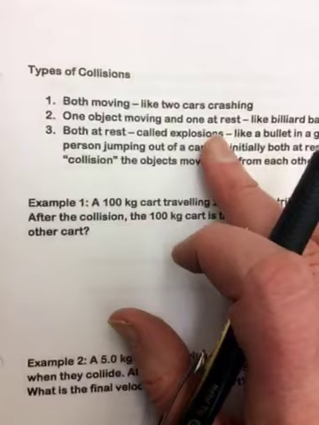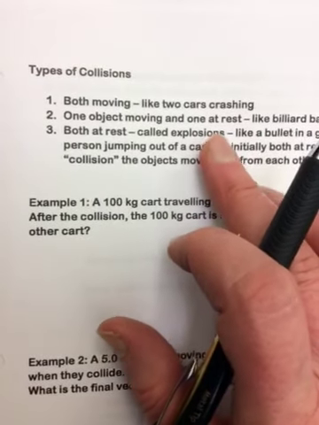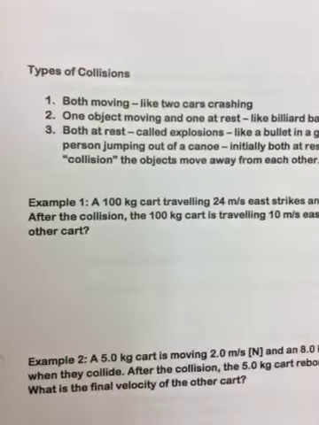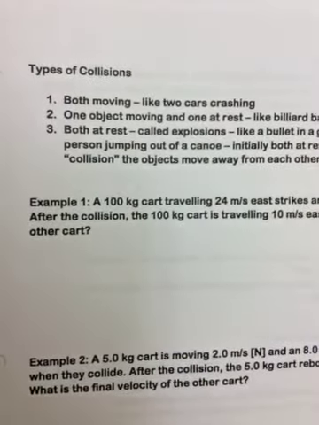Okay, so we started talking about conservation of momentum in collisions today. And if we had more time, I would have gotten to this sheet. On this sheet, it tells you there are different types of collision. One type is where both are moving, right? Like two cars crashing into each other. Another type is when one object's moving and the other one's at rest. And then the third type is if they're both at rest. And this one is really called an explosion.